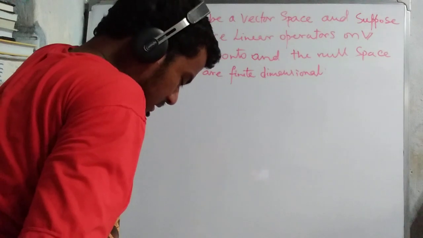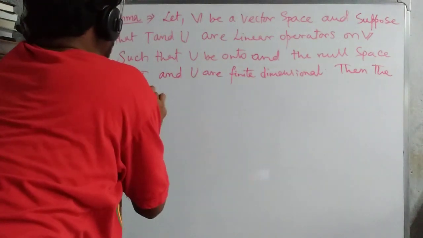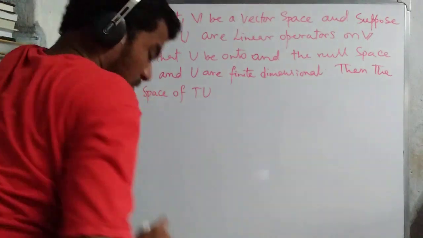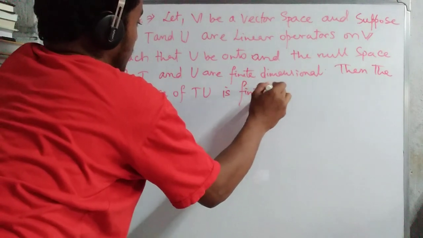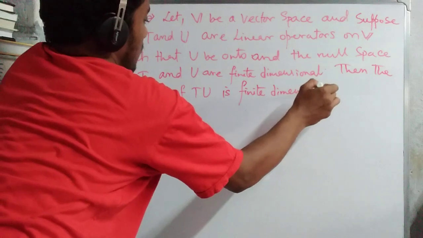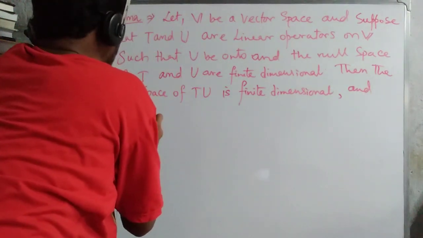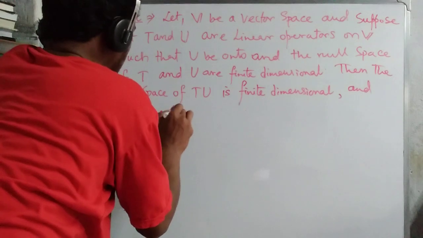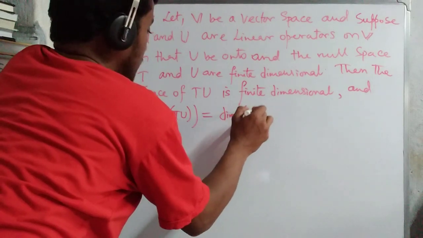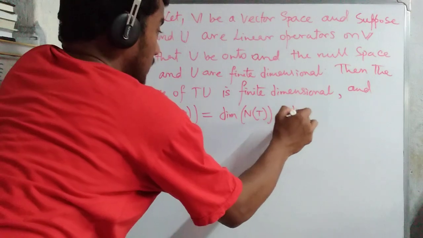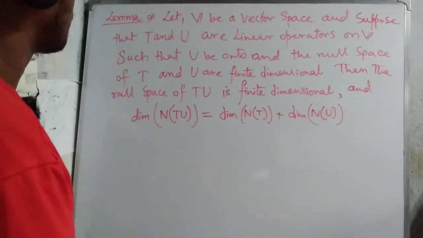Then what happened? Then the null space of TU is finite dimensional, and the dimension of the null space of TU equals the dimension of N(T) plus the dimension of N(U). Okay, we have to show this.